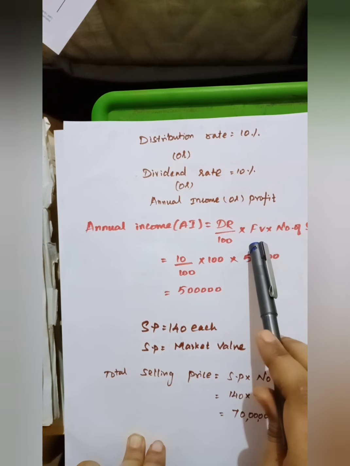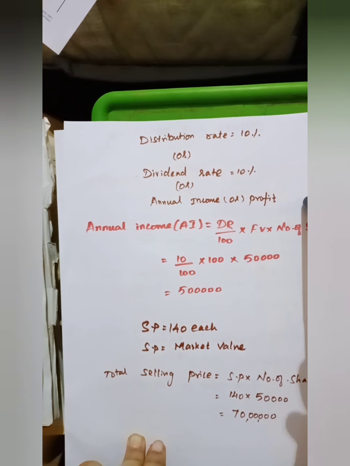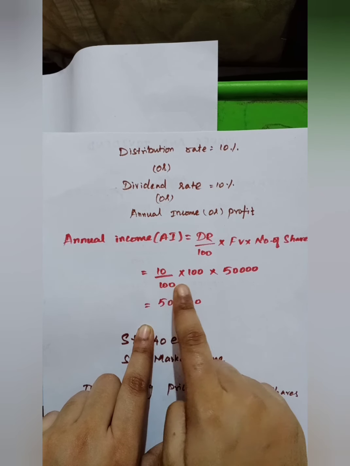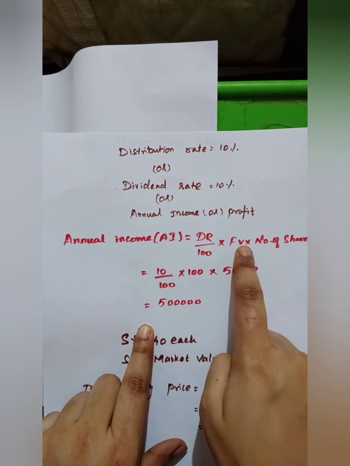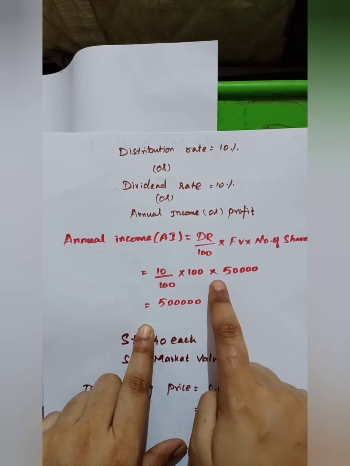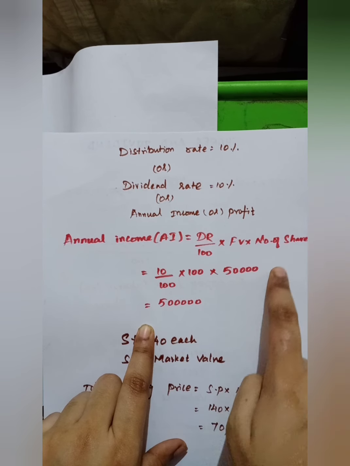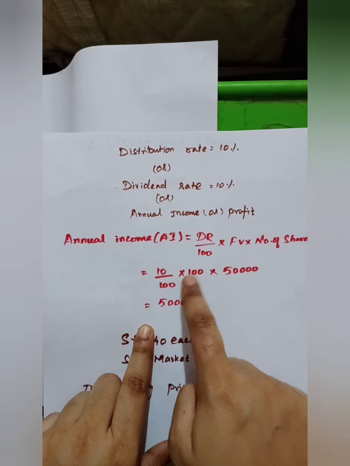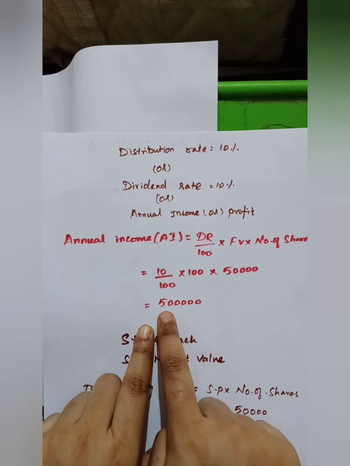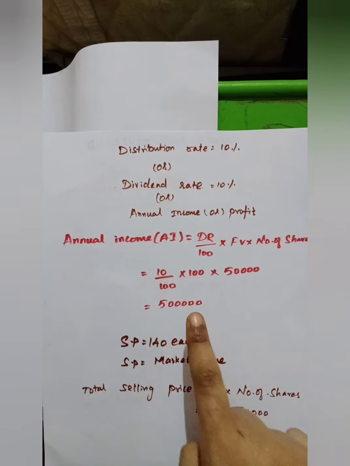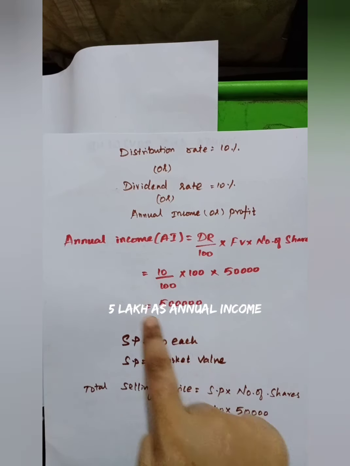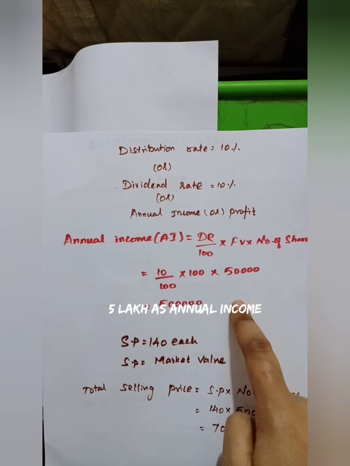Face value is nothing but what the company took from Raj, and number of shares is what Raj has. Annual income equals 10 percent, that is the dividend rate, into face value, that is 100, into number of shares, that is 50,000. So if you cancel this, you will get 5 lakh rupees, that is the annual income. Mr. Raj gets 5 lakh as annual income or profit.